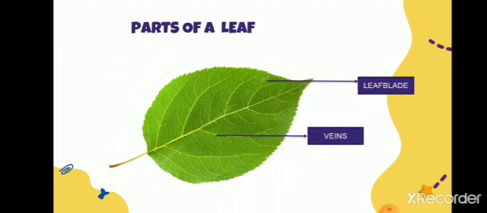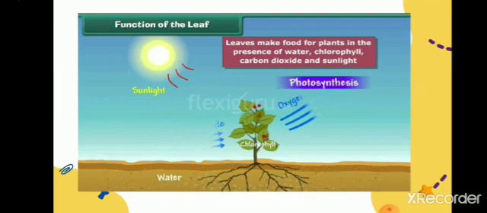The flat part of the leaf is called the leaf blade, and the lines going through the flat surface are called veins. So now, the function of the leaf. What is a leaf doing? We say that the leaf is the kitchen of the plant, because it is preparing the food. The leaf is preparing the food for the plants.